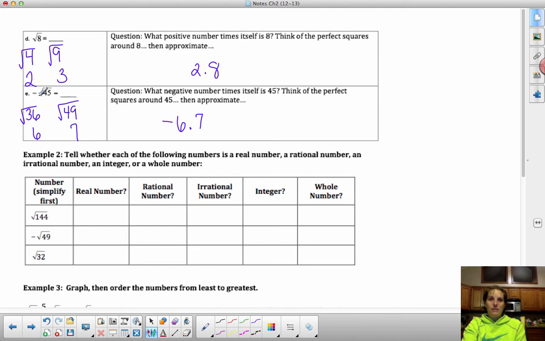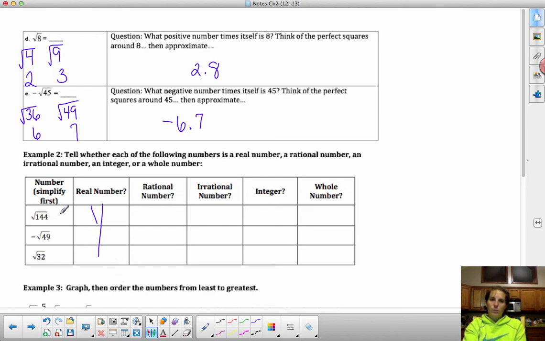So once we got that part down, then the next piece is nice and easy. Everything else from here out is easy. Tell whether each of the following numbers is a real number, a rational number, an irrational number, an integer, or a whole number. We're pretty good at these. Remember that everything that I'm going to give you is going to be a real number. I'm not going to play any imaginaries. Just want you to know that they exist.